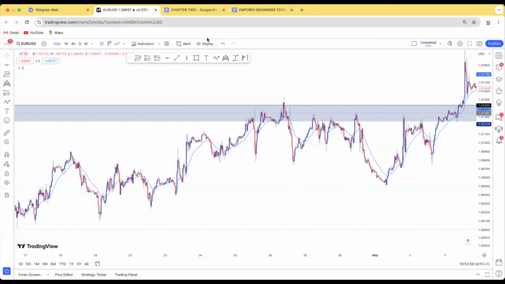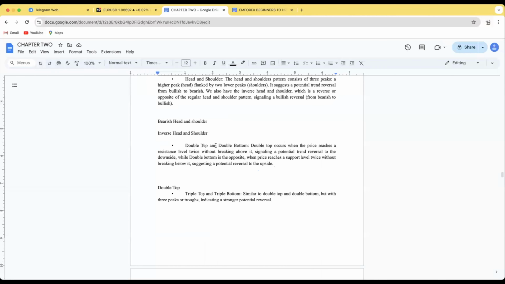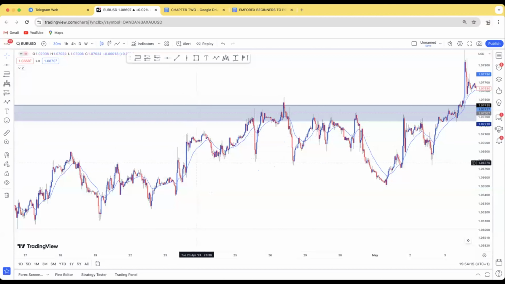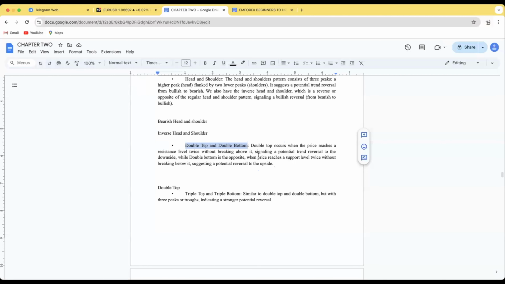All right, so up next on our list is going to be the double top. This particular pattern, the double top and the double bottom, is a very easy pattern to recognize. Okay, let's quickly do the definitions.